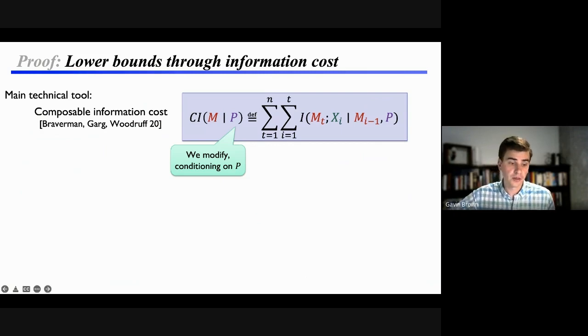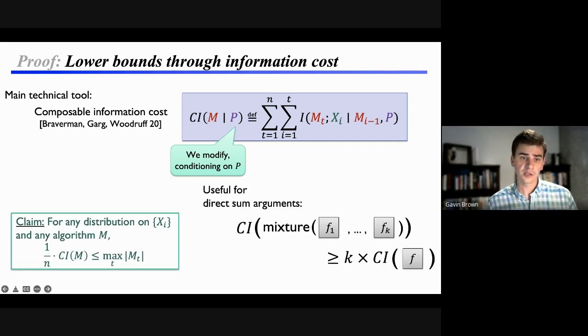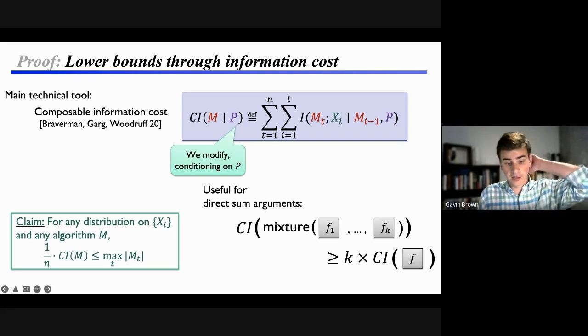Okay, so the main tool that we use to prove our lower bounds in this section is called composable information cost. As I mentioned before, it's a sum of terms about memory states conditioned on previous data points. We have a sum over all memory states and a sum over all preceding time steps. We modify their definition to condition on P, which makes everything easier for us and also admits this memorization result. It's useful for us in two ways. The first is that a lower bound on this term gives a lower bound on the space usage, so we can use it to prove space lower bounds.